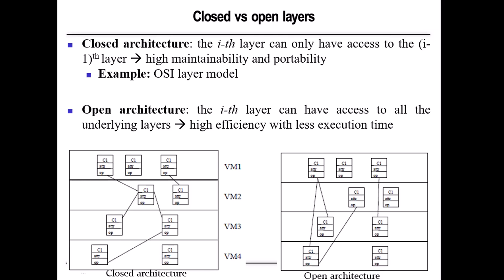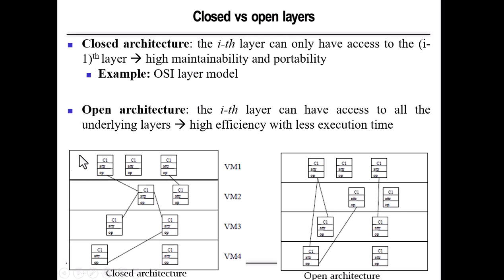You can see here the closed architecture. Here we have four layers. For example, this is layer 1, layer 2, layer 3, layer 4. Layer 1 is connected to layer 2, layer 2 is connected to layer 3, and layer 3 is connected to layer 4.